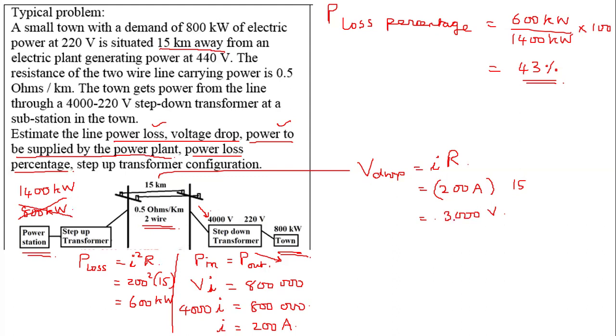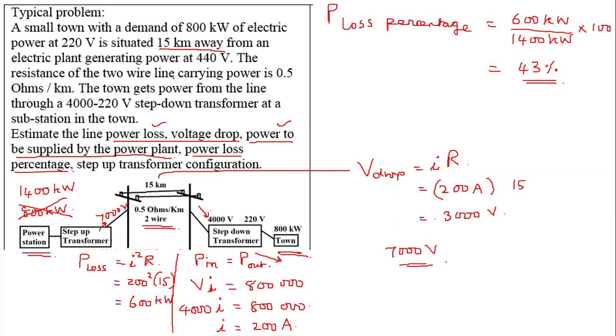So that means the voltage drop is 3000 volts, which means in order for me to get 4000 volts here, I have to supply 4000 plus 3000. So that means I should be supplying 7000 volts here. So it means 7000 volts should be supplied at this point.